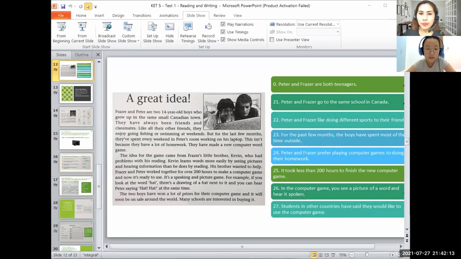Okay. We have one example. Peter and Fraser are both teenagers. The answer is right. That is an example. How do we know they're both teenagers, by the way?